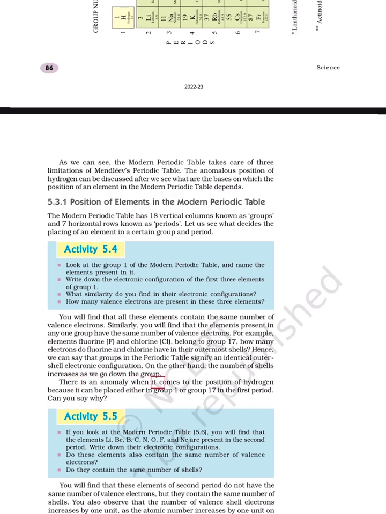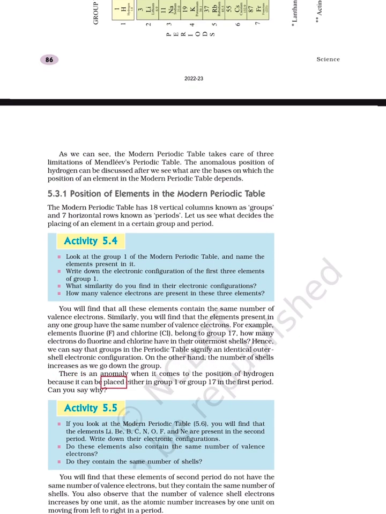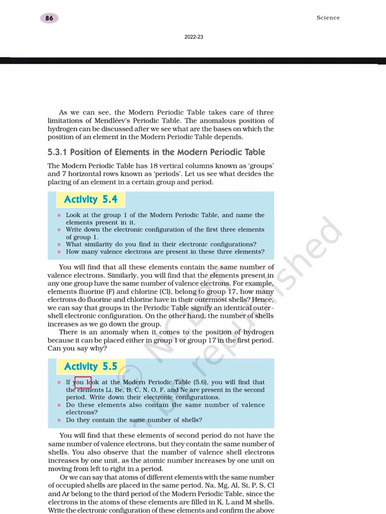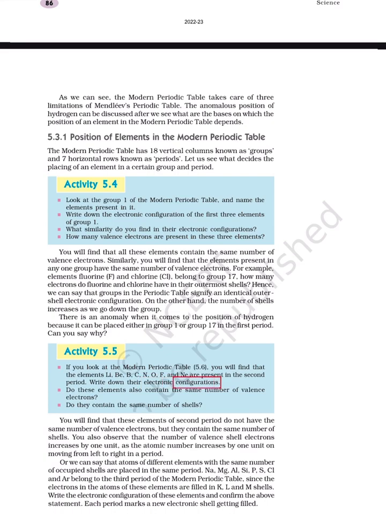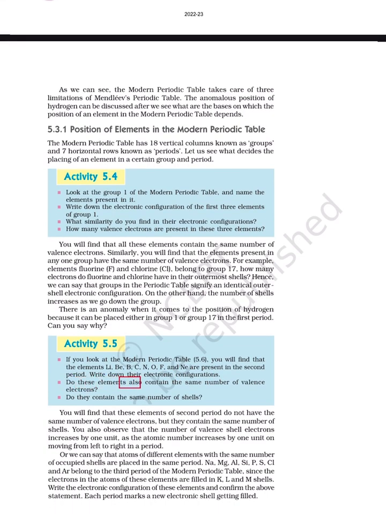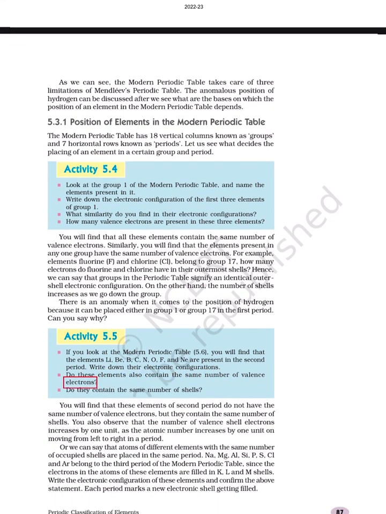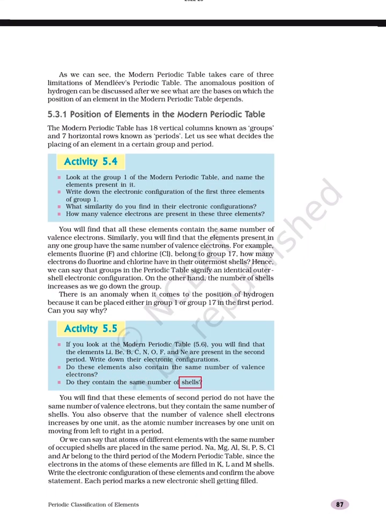There is an anomaly when it comes to the position of hydrogen because it can be placed either in group 1 or group 17 in the first period. Can you say why? If you look at the modern periodic table 5.6, you will find that the elements Li, Be, B, C, N, O, F, and Ne are present in the second period. Write down their electronic configurations. Do these elements also contain the same number of valence electrons? Do they contain the same number of shells?